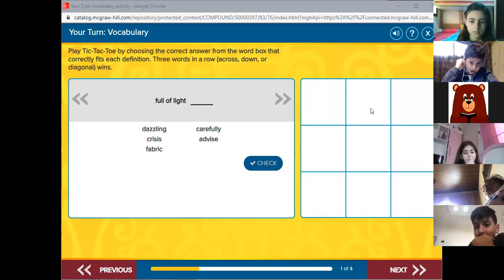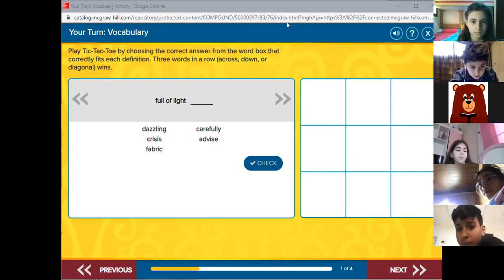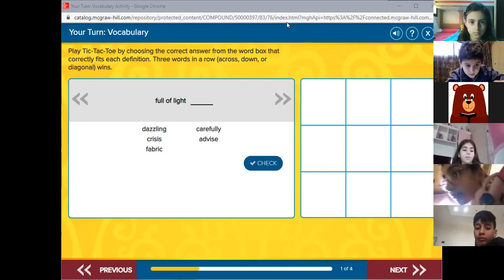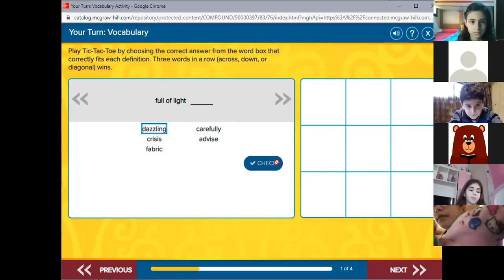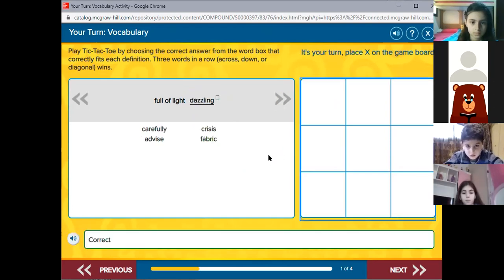These are the words that you need to study for the quiz on Friday, okay? Let's start now with Yalla Ali, Basma. Do the first one. Full of light. Dazzling. That means bright. I have to drag it. Then it's correct. Okay, now Ali, where do you want to put the X or the O? The X in the middle. Thank you, Ali.